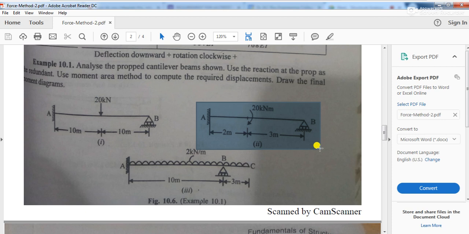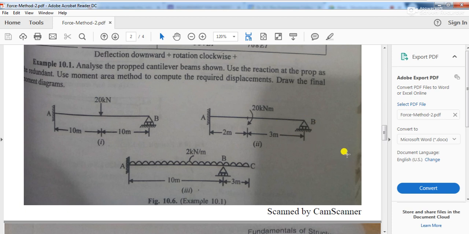So see, you gave a class test just 1 or 2 days back, right? Yesterday only. So much confusion. The propped cantilever is a 1 degree indeterminate structure. Where is the indeterminacy? It is here, or it may be somewhere here. So basically it is a single degree indeterminate structure.